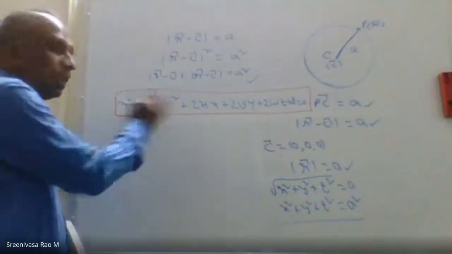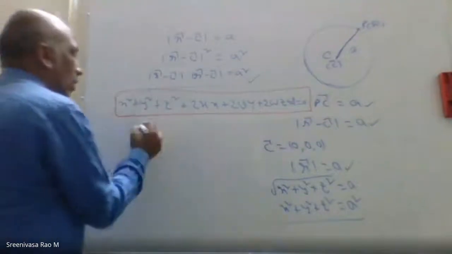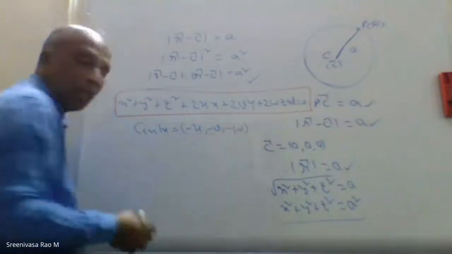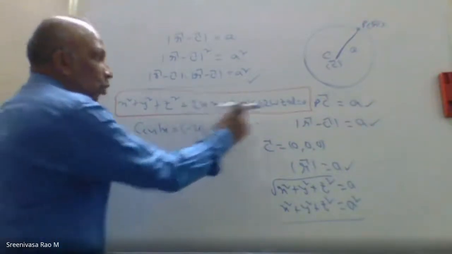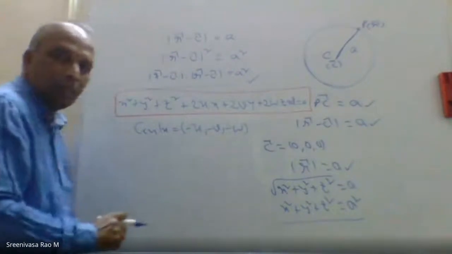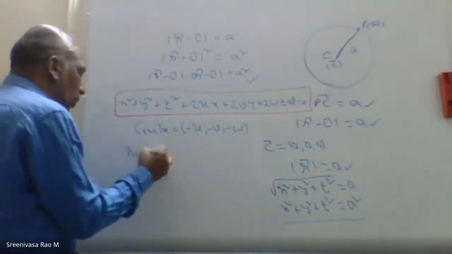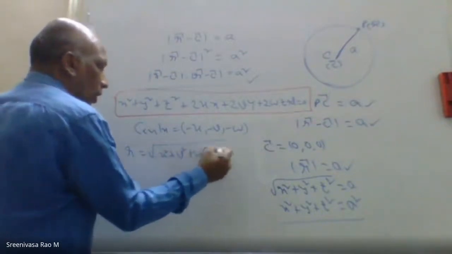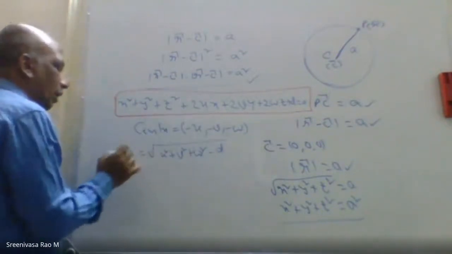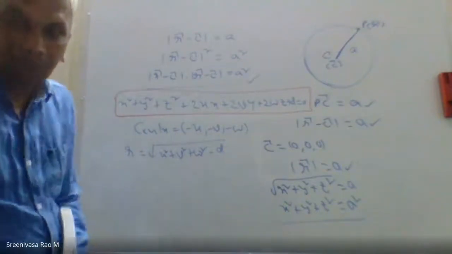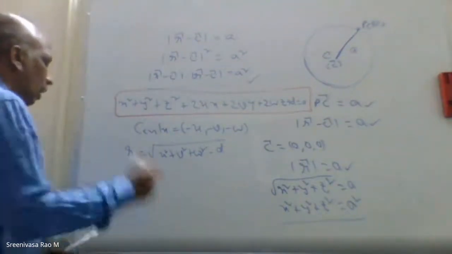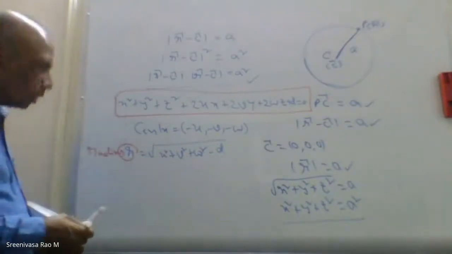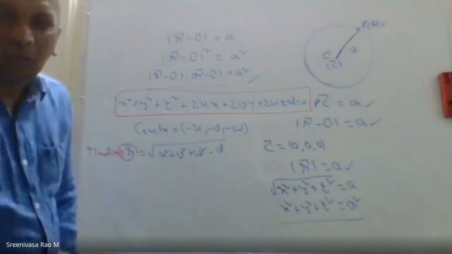This equation represents the equation of the sphere having the center minus u, minus v, minus w, the coefficients of x, y, z with a minus sign. At the same time, the radius is the root of u square plus v square plus w square minus d. This is the radius of the sphere, so don't confuse it with the r here. The radius is equal to root of u square plus v square plus w square minus d.